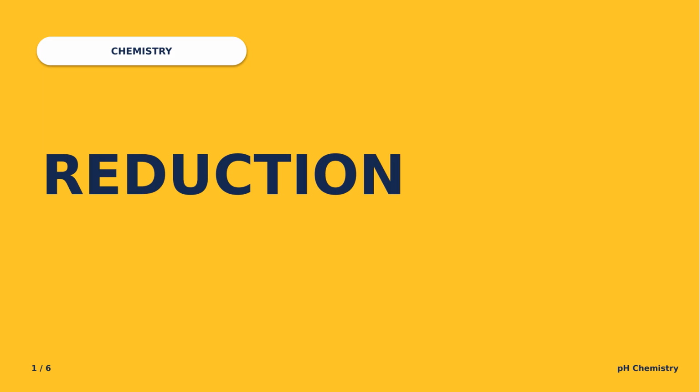Today's explainer is reduction, the gain of electrons. By the end of this video you'll know how to recognize it, why redox always comes in pairs, and where reduction happens in real-world processes.